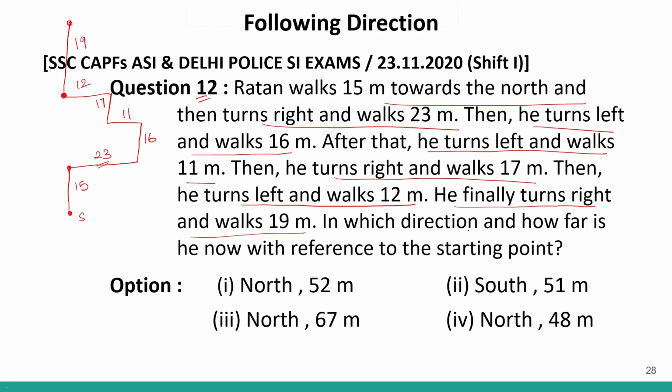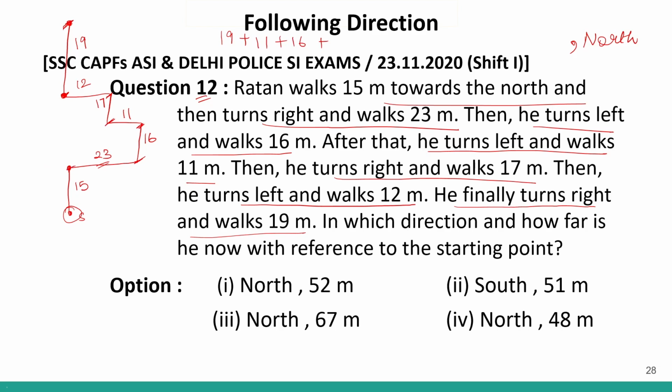In which direction and how far is he now with reference to the starting point? So this was the starting point. So clearly the direction is north. He is in north. Now let us find the distance. So distance will be how much? This is 19. So 19 plus how much? 16.